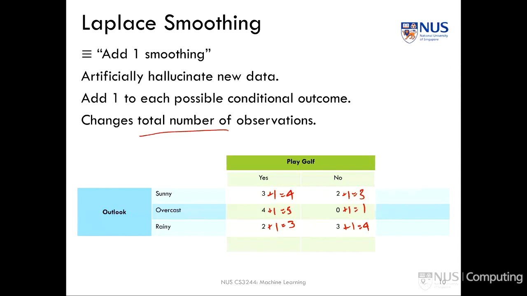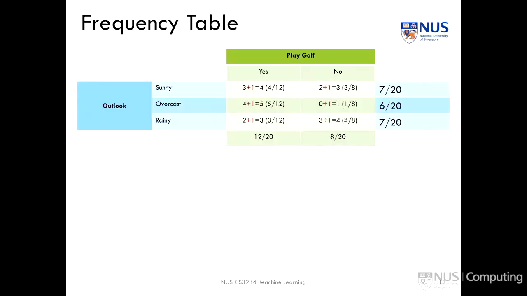So instead of having 3 plus 4 plus 2, 9, we're having a total of 20 cases now altogether, and 12 of those are the case where we're playing golf, and 8 of them are the case where we are not playing golf. And our marginals on the other side also change, right? So for sunny, there are 7 out of 20 cases now, 6 out of 20 cases for overcast, and another 7 out of 20 for rainy. So now what we're going to do is propagate this information over to this slide and recalculate the probabilities.